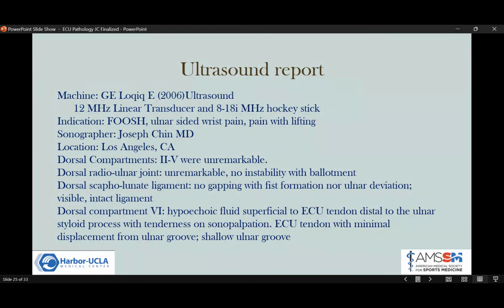The dorsal compartments, second through fifth compartments, were unremarkable. The distal radioulnar joint was unremarkable without any instability with ballottement testing. The dorsal scapholunate ligament had no gapping with fist formation or ulnar deviation, and a visible intact ligament. In terms of the sixth compartment, there was hypoechoic fluid superficial to the ECU tendon, distal to the ulnar styloid process with tenderness on sonopalpation. The ECU tendon had minimal displacement, maybe 1 or 2 millimeters from the ulnar groove. The ulnar groove was shallow.